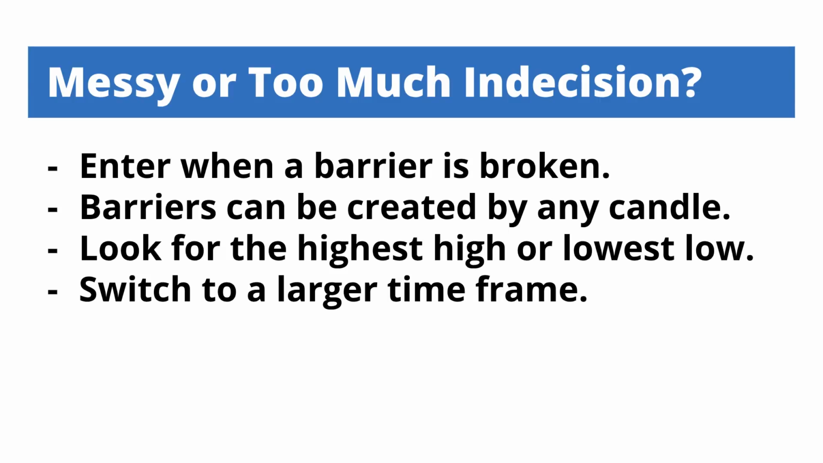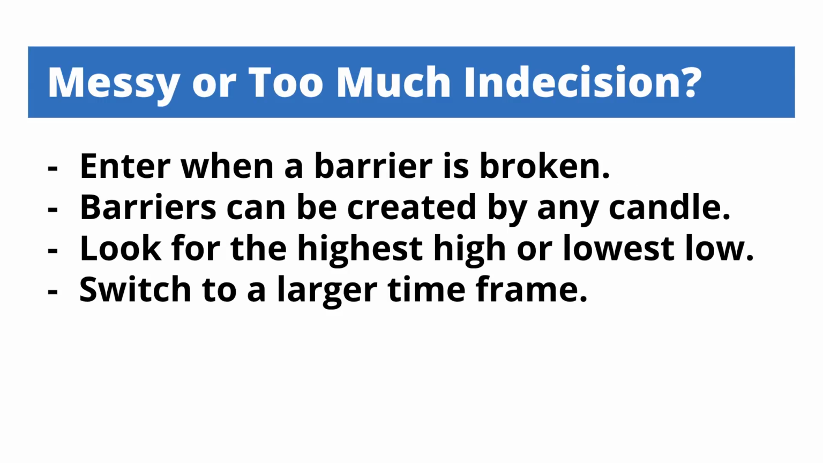The further the high and low is away, the bigger the confirmation. The closer, and I'll show you this on a chart, the weaker the confirmation. Now, barriers can be created by any candle. They don't need to be the indecision candle. You don't have to always use the indecision candle's high and low. You can use candles that came before the indecision candle. You can use candles that came after the indecision candle. Again, I'm going to show you this on the chart so it makes a bit more sense.